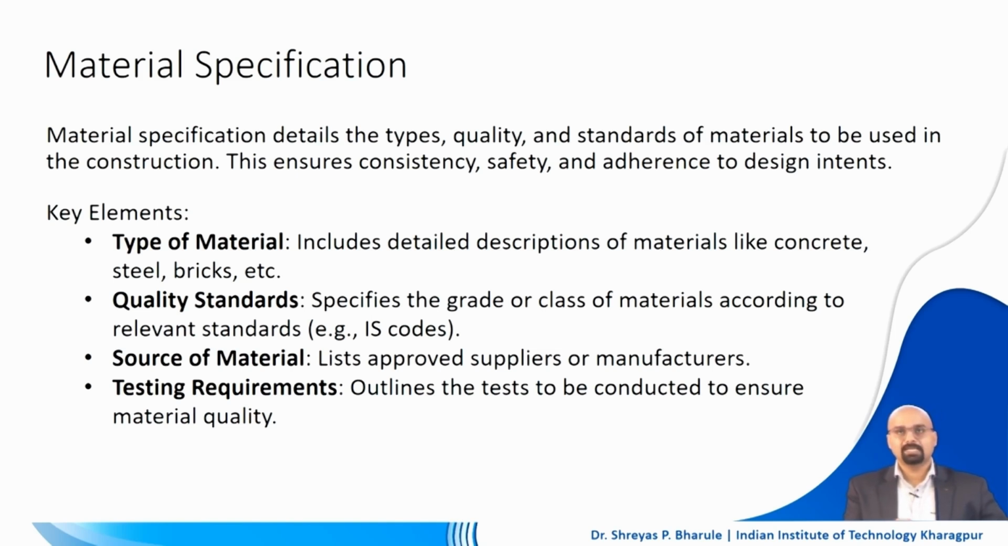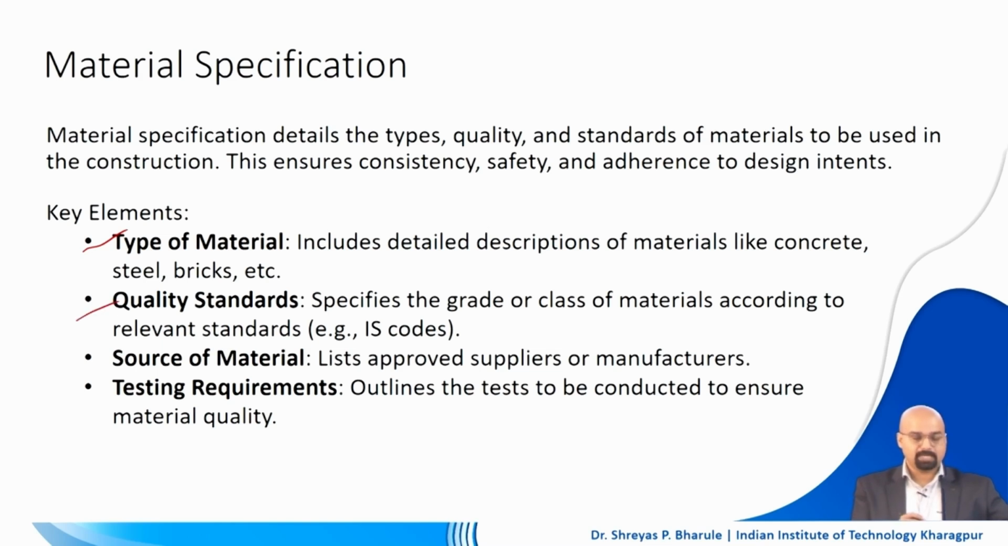So, what are the key elements which are to be put in the table? Firstly is the type of material. We need to have a detailed description of the material, like if it will be concrete, brick, a steel component, or an aluminum component. So, what is the type of material that will be used in this particular building? That is to be mentioned in the table.